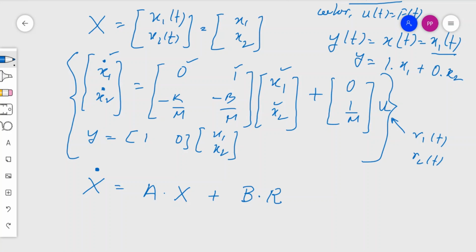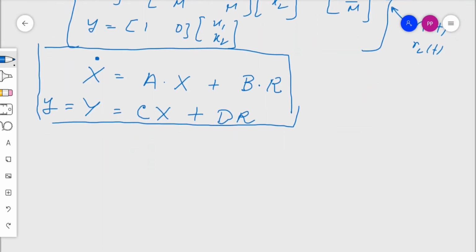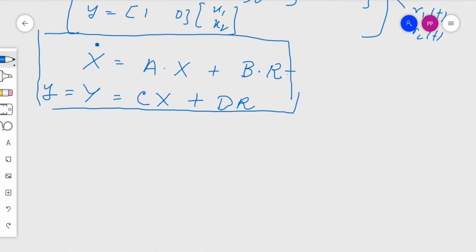Now y, here it is a single input, so I am writing small y equal to capital Y. This is equal to some matrix C multiplied by X plus another matrix D multiplied by R. So this is the representation for the state space modeling of a linear time invariant system. So let me define what all these terms are. In our case here, this is smaller because there is only one input, and this is only one output, so small y, otherwise this should be capital.